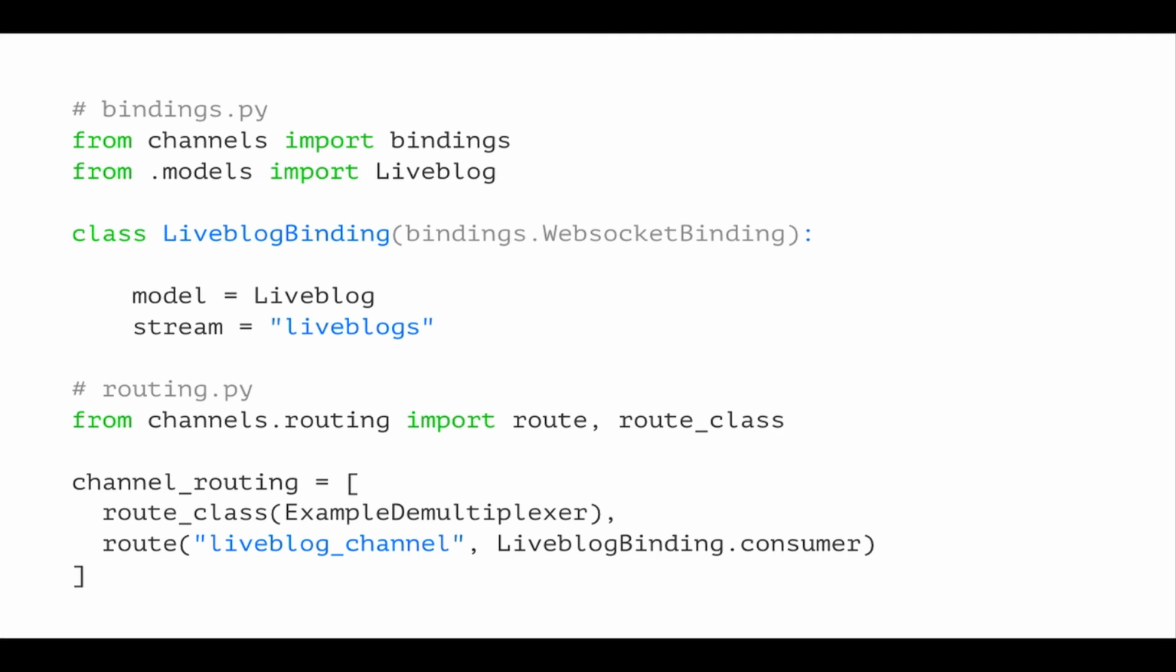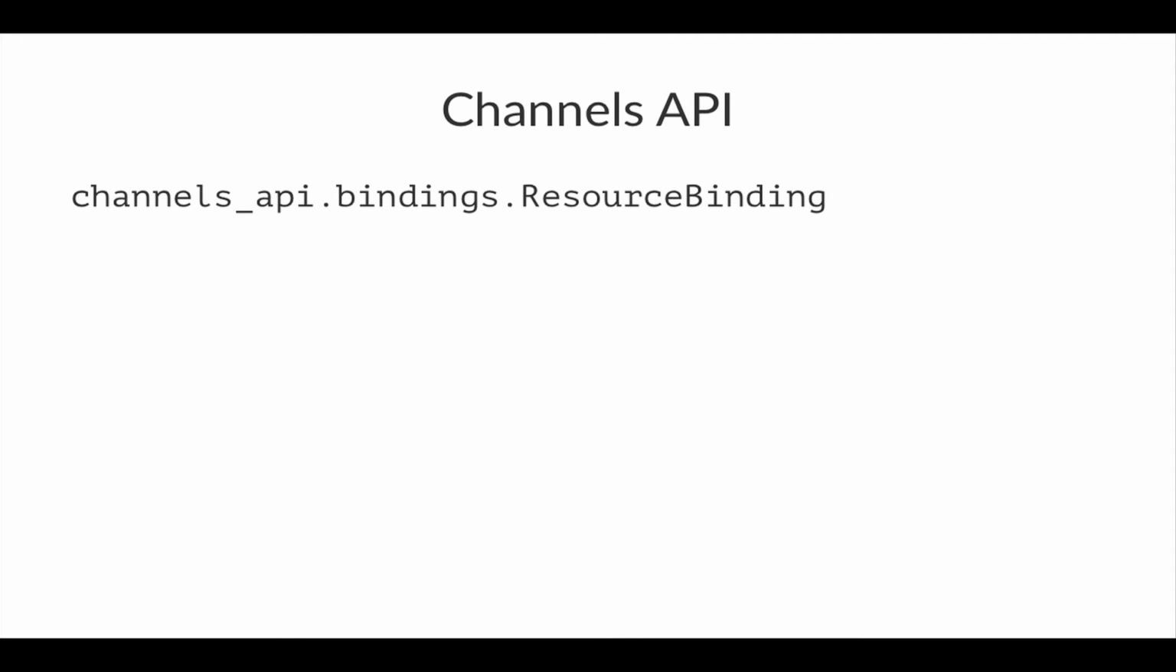There's some good reasoning to do this: channels has other consumer decorators that you can use. By having the binding expose this class function like this, it makes it easier to wrap that function with other decorators in that library. All right, so like I said, we needed to implement the other three methods for our REST WebSocket. That's where my library comes into play, which I've called Channels API.